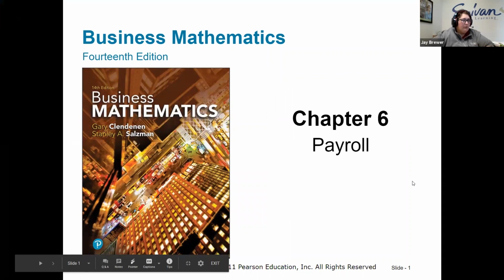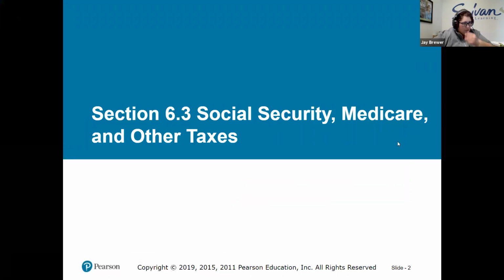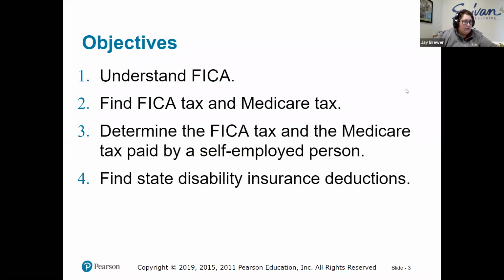6.3, we're going to continue with payroll. Social Security, Medicare, and other taxes. I don't know if we'll make it through this whole section. I will do my best. But again, this would be the section that if I were to have questions, this would be it. All right. We're going to understand the FICA, find FICA tax and Medicare tax, determine the FICA tax and the Medicare tax paid by a self-employed person, and find state disability insurance deductions.